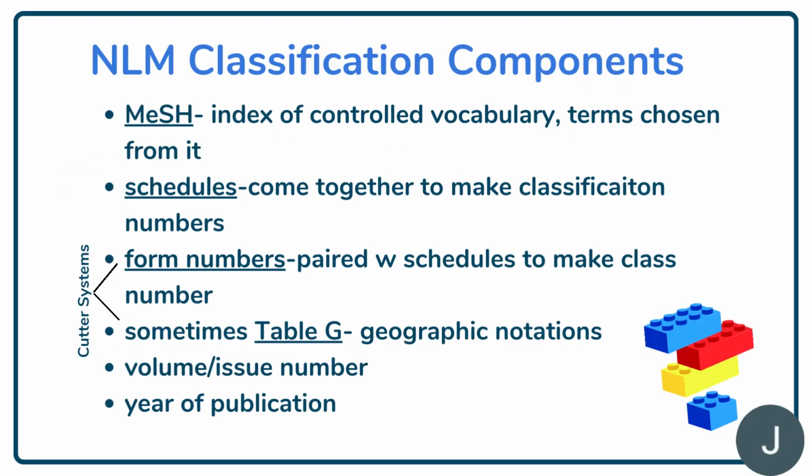So here is how all the components of the NLM classification system come together. MeSH is the index of controlled vocabulary that NLM uses. You choose your terminology from MeSH, then find the schedule it most matches. Schedules in the NLM classification are usually paired with form numbers, a type of cutter system that allows for specificity. And sometimes they will contain Table G, which just tells us where geographically this information derived from.